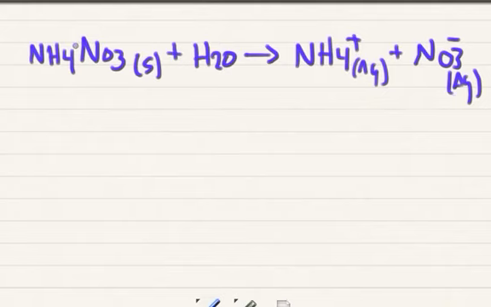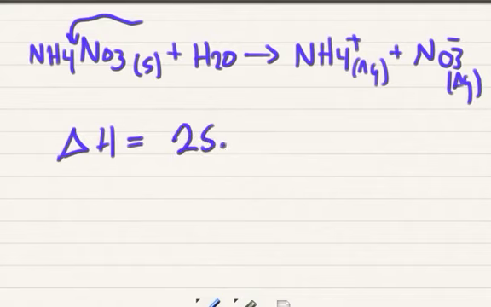So this is another kind of decomposition that has occurred, but this is not a combustion. I've broken down the bonds that hold these together. This is known as a polyatomic ion because there are multiple atoms, and these are both ions that have come together. So what has had to happen to break that down? I'm going to look up the delta H for this particular reaction, and that delta H is 25.7 kilojoules per mole.